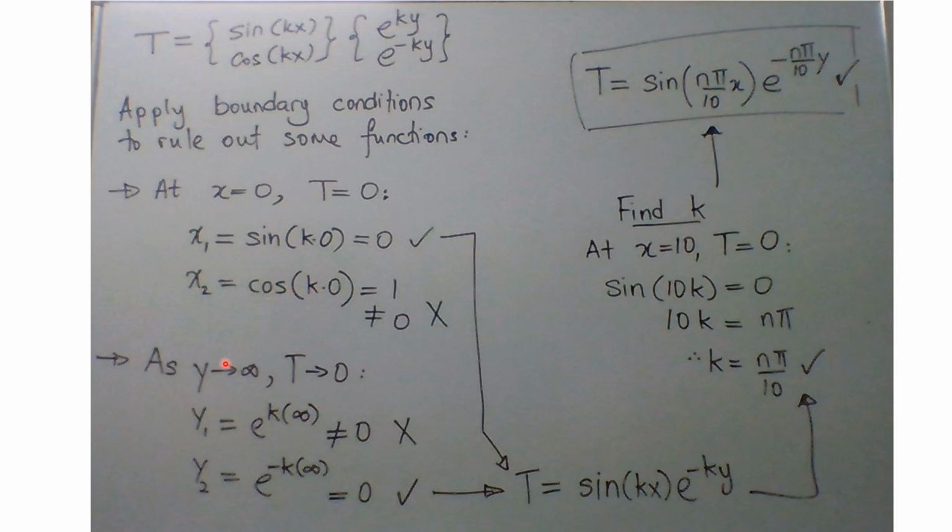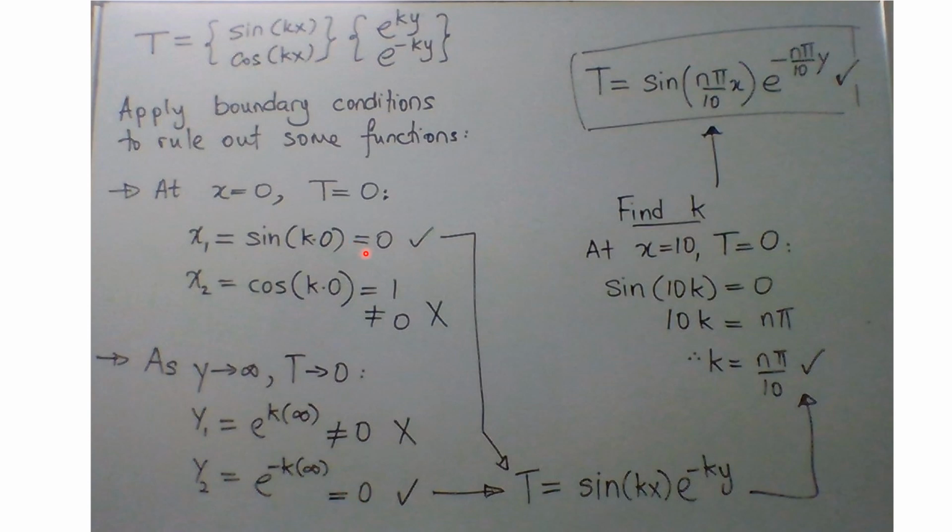Now let us look at the second boundary condition, that is when we extend the metal plate to infinity along the y-axis, the temperature is going to be equal to 0. Here you put y equals infinity into these two equations, and you will see that exponential k infinity is not going to be 0, it is going to be a huge number, so this function is not possible. For the second one, exponential minus k infinity, this is going to be equal to 0, and therefore this is the solution that you want.